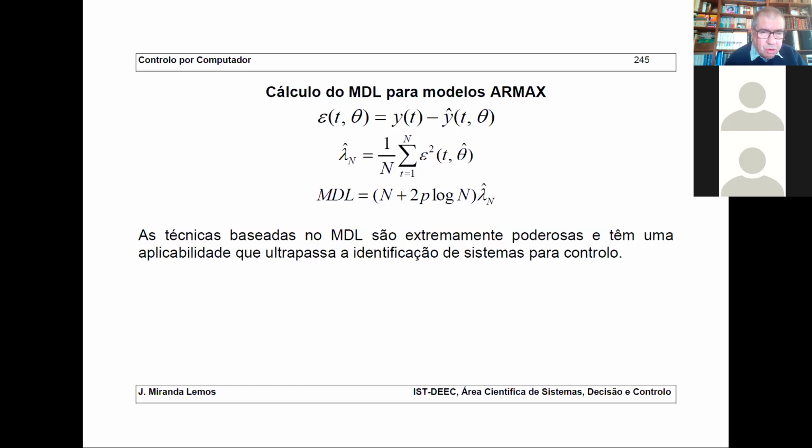In the case of control, neither MDL nor AIC are very much useful. That's why I've cut it from the program. It's important that I mention this to you, so I do it. But remember that we have always this trade-off: capacity of explaining the data, but using reduced order models.